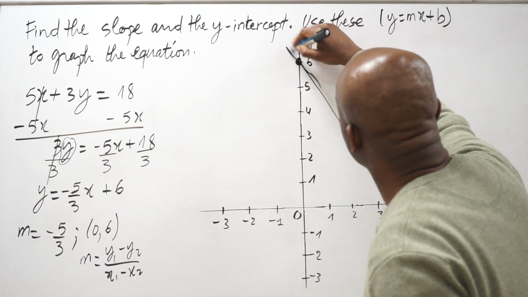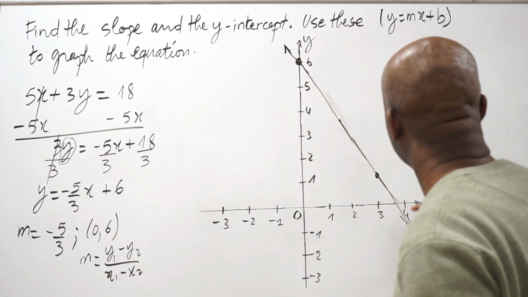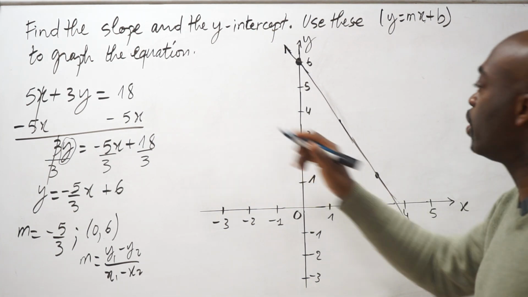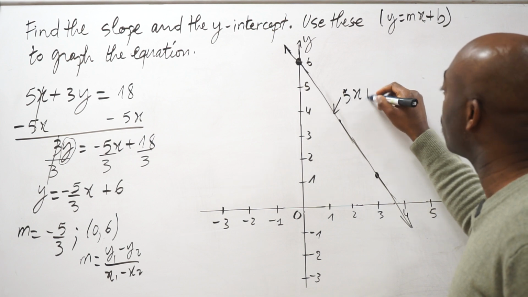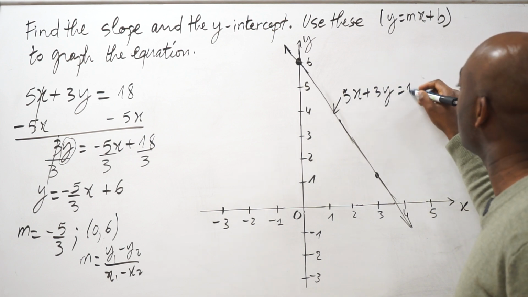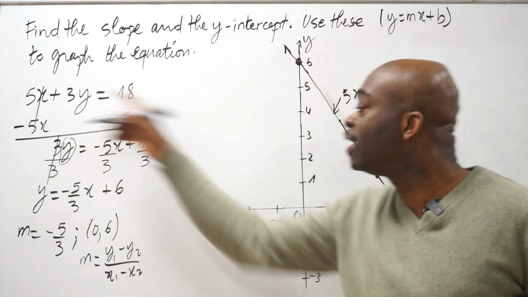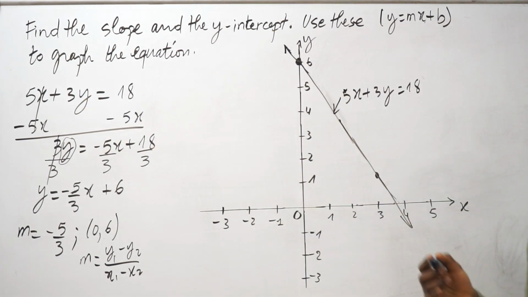So we finish with our line, which is a bit crooked here, but we got it, okay? So this is the line, and the name of the line is 5x plus 3y equals 18. Usually we keep the original equation as the name of the line. All right? So this is it. We're done. Finish.